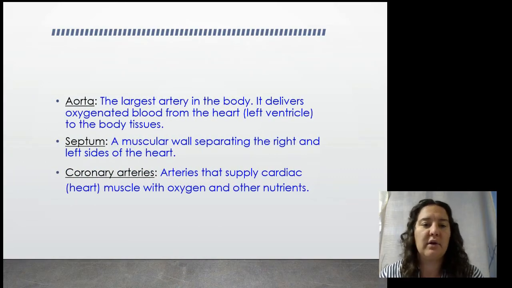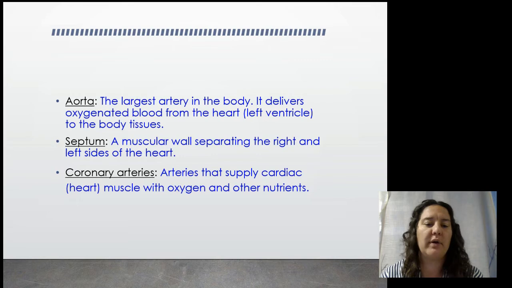The aorta is the largest artery in the body, and it takes oxygenated blood from the left ventricle of the heart to the body tissues. And once it's in the aorta, it will go and separate into 3 separate arteries, one to the head, one to the upper torso, and then one to the lower torso and legs. There's also a septum separating the left and right sides of the heart. If somebody's born with a hole in the heart, typically it's in the septum. The reason we have that is so that the oxygenated and deoxygenated blood doesn't mix.